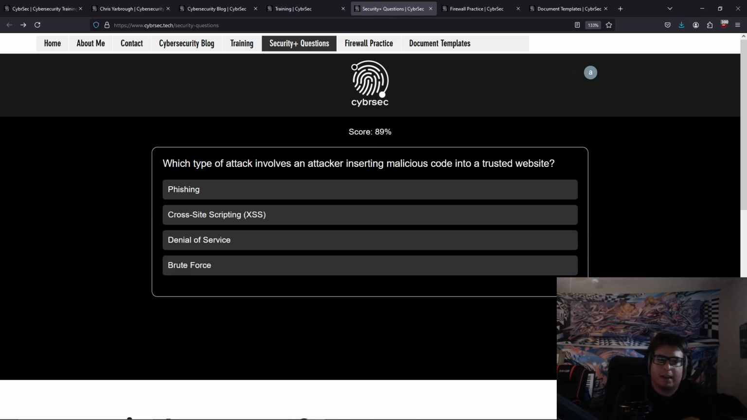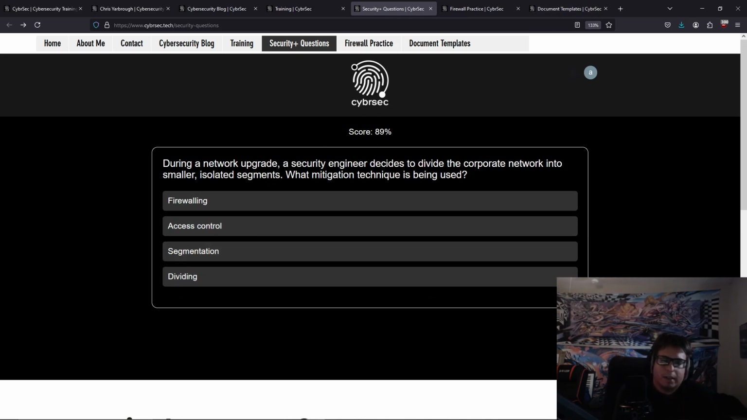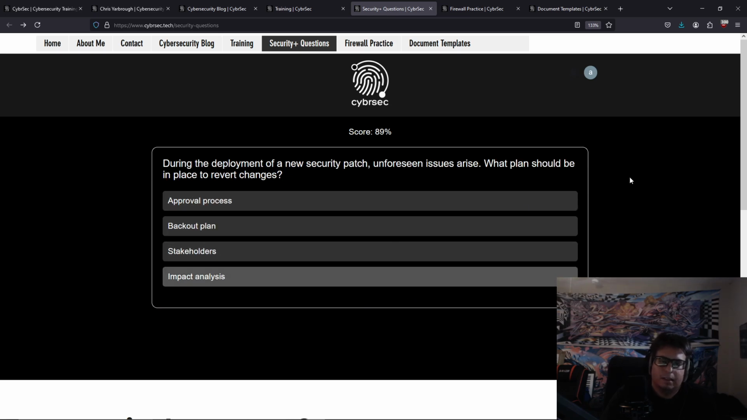What type of attack involves an attacker inserting malicious code into a trusted website? Cross-site scripting. Yep. During a network upgrade, a security engineer decides to divide the corporate network into smaller, isolated segments. What mitigation technique is being used? I'm guessing isolated segments is segmentation. Correct.